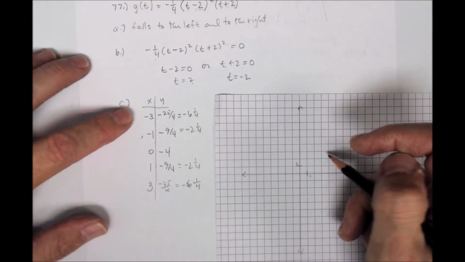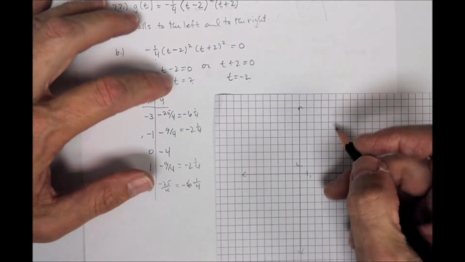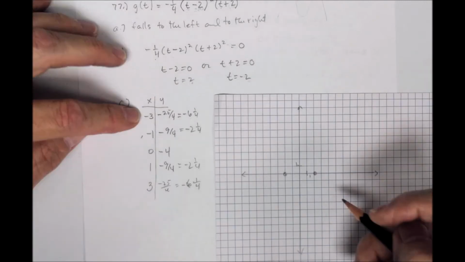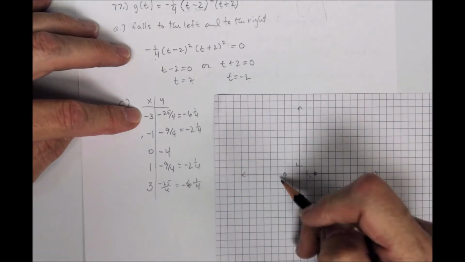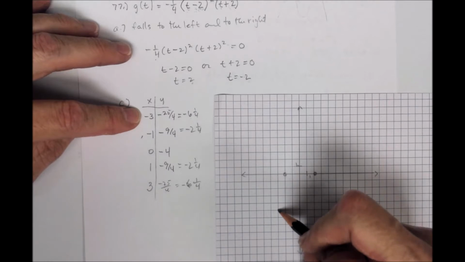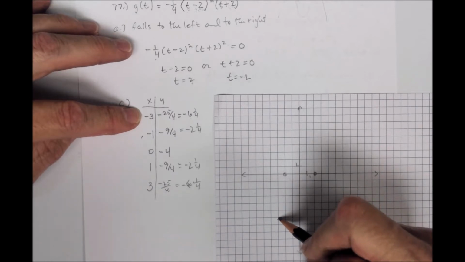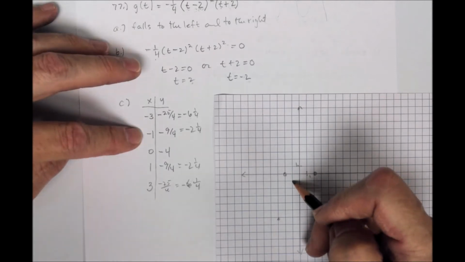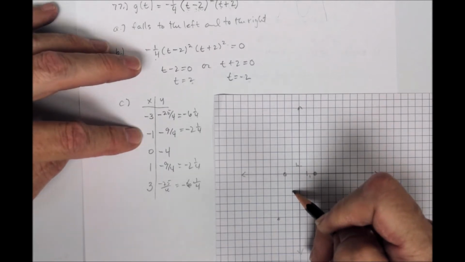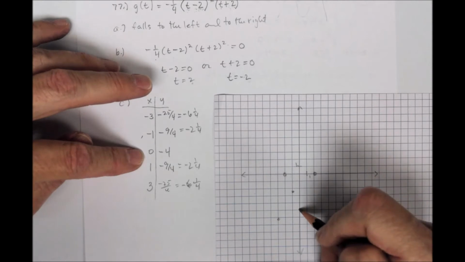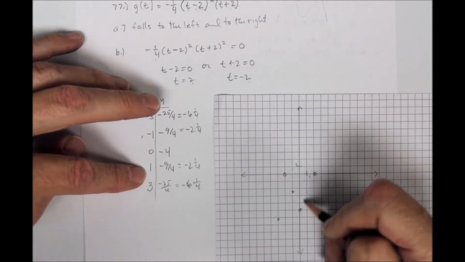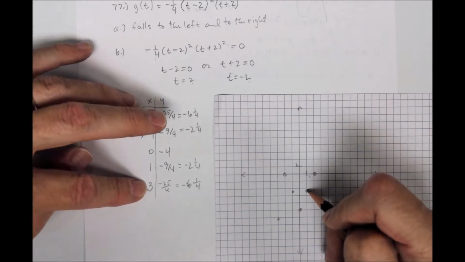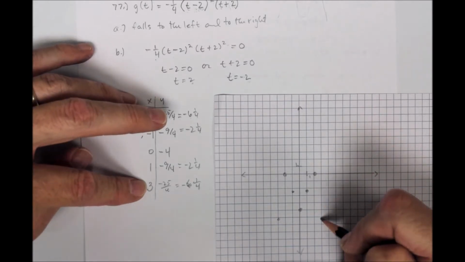So I have zeros at 2 and negative 2. At negative 3, I'm at negative 6 1/4. 1, 2, 3, 4, 5, 6 1/4. It'd be just a little bit past it there. At negative 1, I'm at negative 2 1/4. At 0, I'm at negative 4. At 1, I'm at negative 2 1/4. And then at 3, I'm at negative 6 1/4.